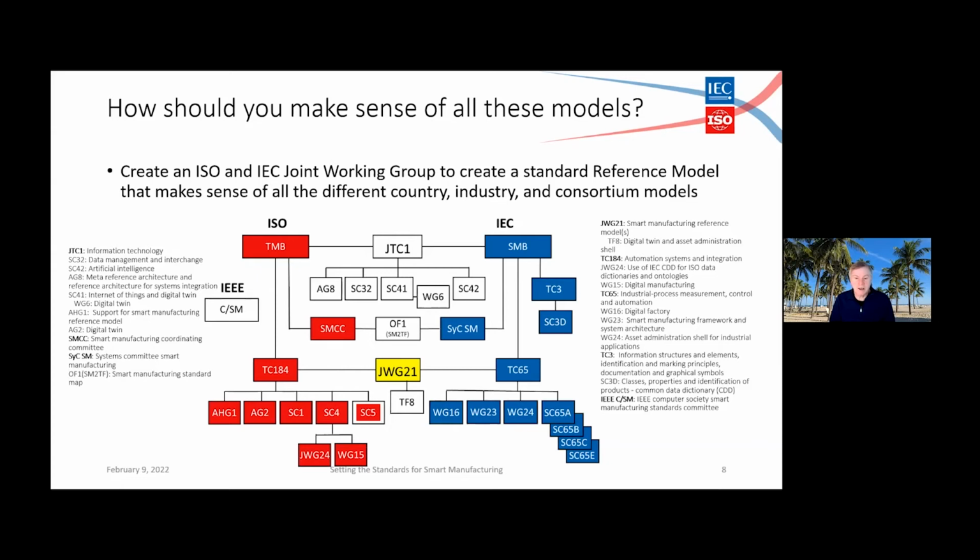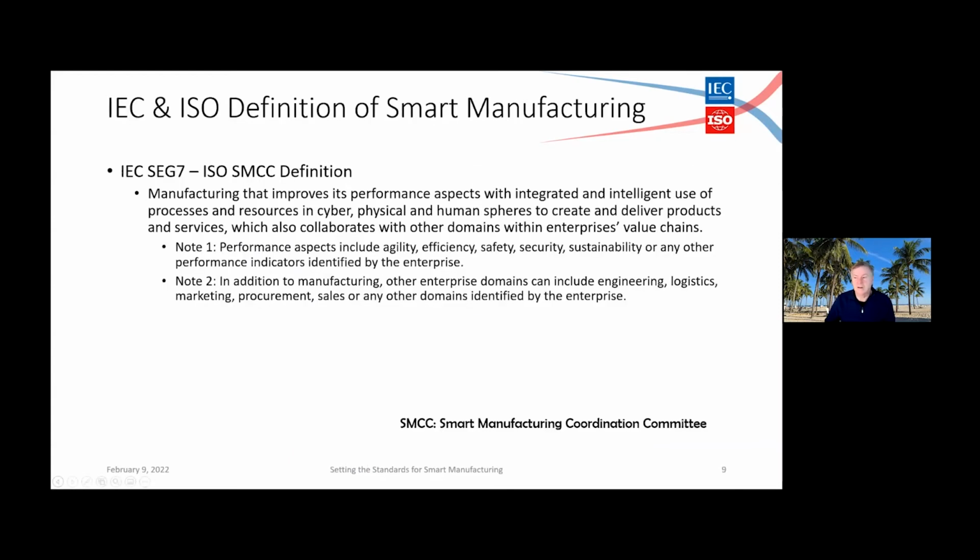At the same time, IEC and ISO were working on a definition for smart manufacturing. And, okay, this is being recorded, so I'll have to be careful what I say here. But what we have is a definition of smart manufacturing that came from IEC and ISO, the SMCC, the Smart Manufacturing Coordination Committee. I think the key here says that manufacturing improves its performance, okay?